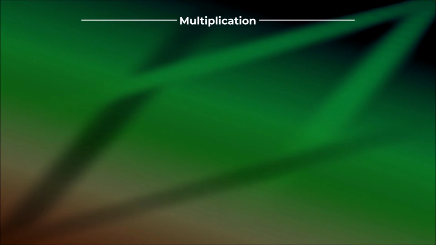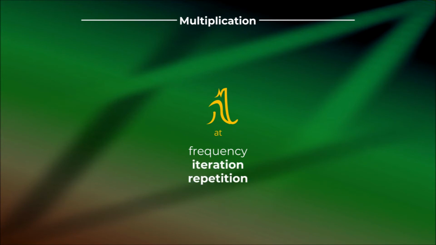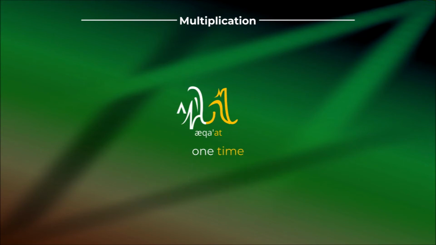For multiplication, we'll use the root word at. I generally translate this root word as frequency, though in this context it's perhaps better if we interpret it as iteration, repetition, or number of times. So for example, aika at means one time, or once. Eka at means twice. Ika at means 3 times, and so on. Therefore, ika at eka means 3 times 2, right?